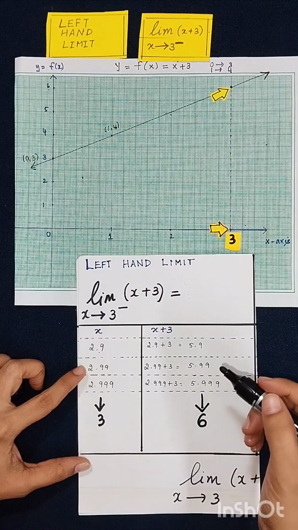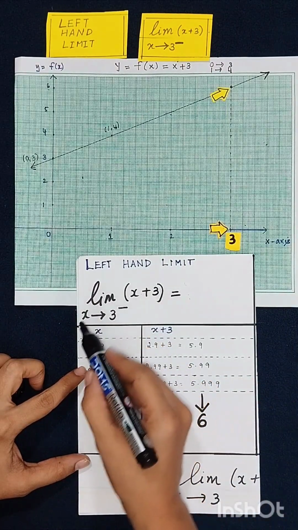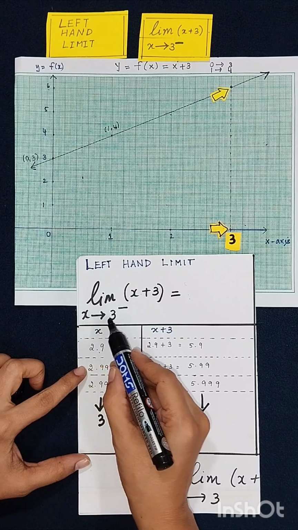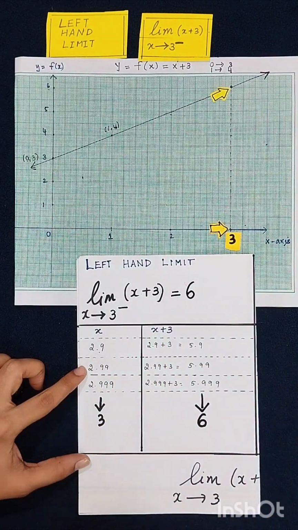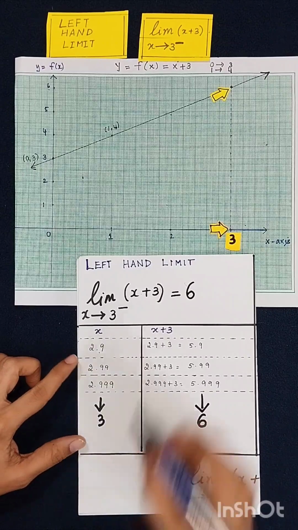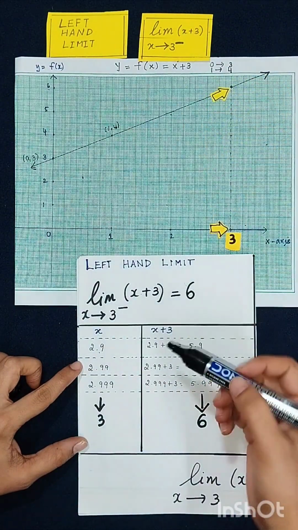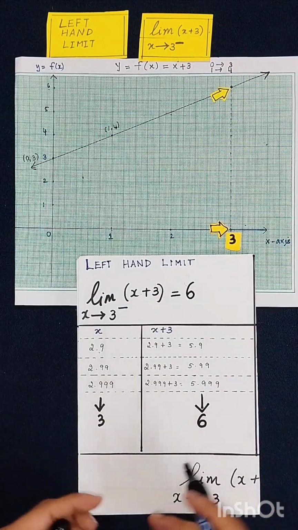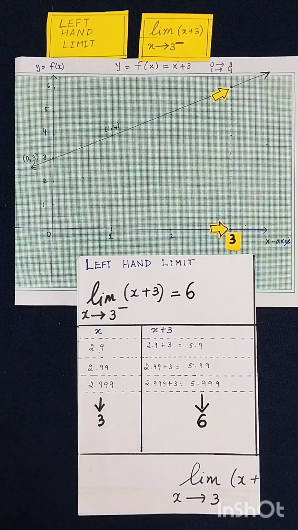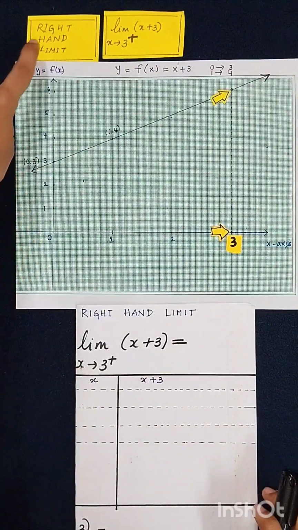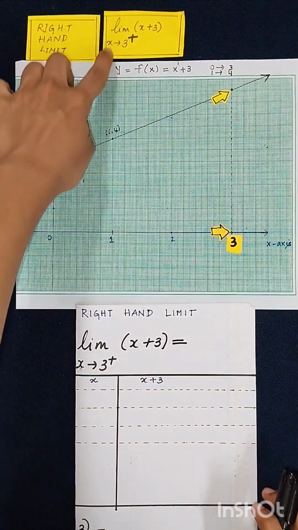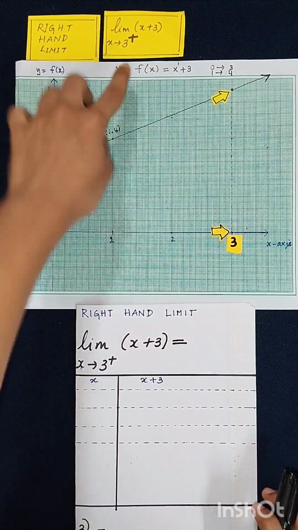So what we can write here is, when the input values approach 3, the output values are approaching 6. So we got the left hand limit value, that is 6. Now let us check whether the right hand limit is also equal to 6 or not. Right hand limit, x tends to 3 plus.